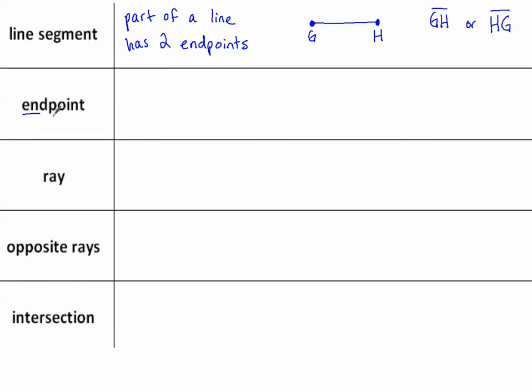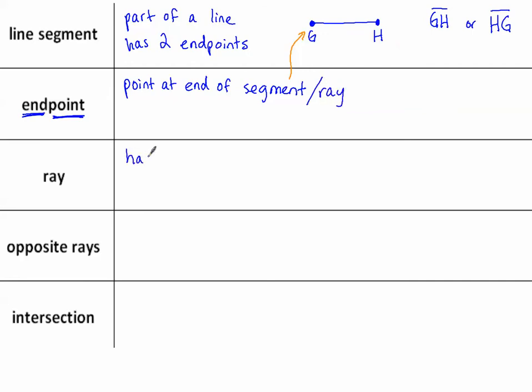The endpoint is just what it sounds like. It is a point that is at the end of something. So an endpoint is the point at the end of a segment, like from the picture above, G is an endpoint, H is an endpoint. It's also a point at the end of a ray. Let's talk about what a ray is.